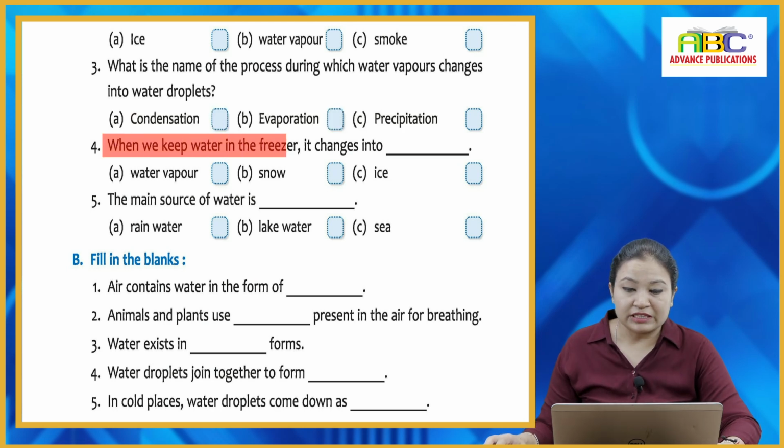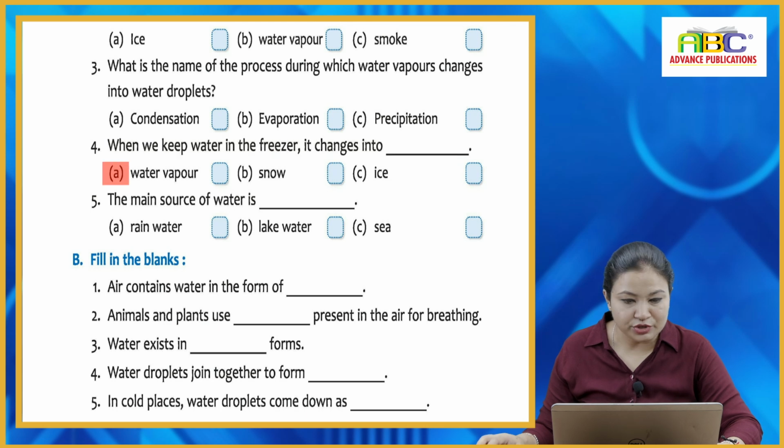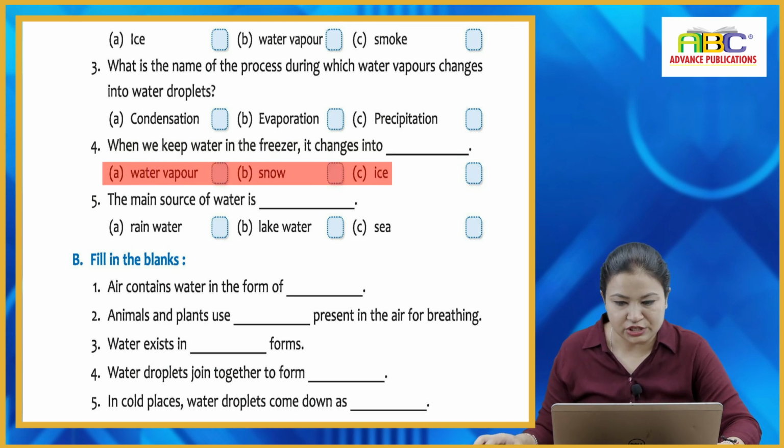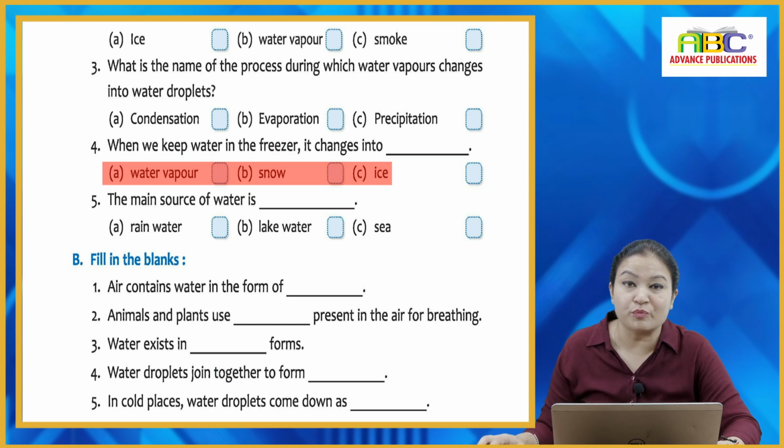When we keep water in the freezer, it changes into dash. Option A, water vapor. Option B, snow. Option C, ice. So the correct answer is option C. It changes into ice when we put the water into the freezer.